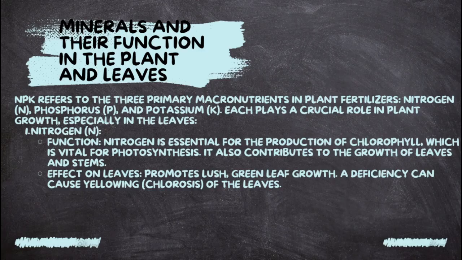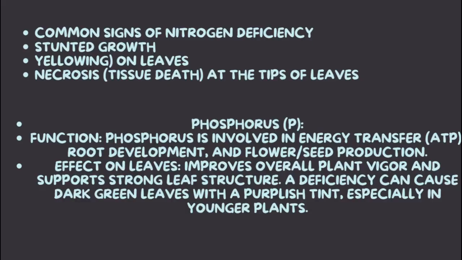And if there is a deficiency of nitrogen in our plants, we can start to see some yellowing on the leaves. So some common signs of nutrient deficiency: stunted growth, yellowing on the leaves, and necrosis.